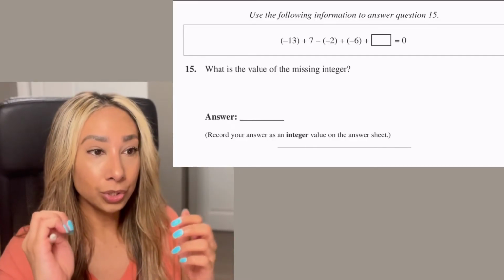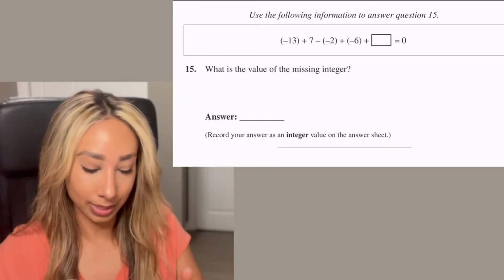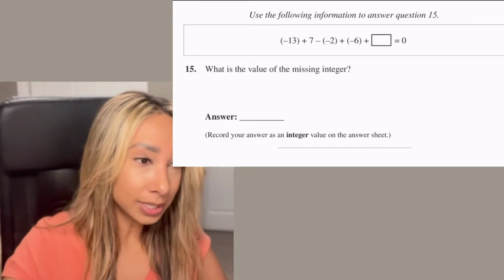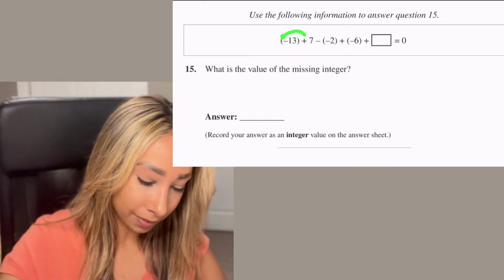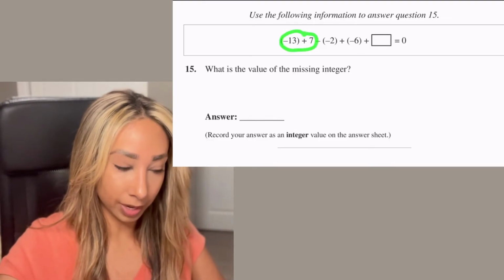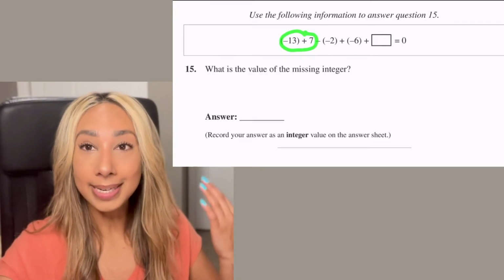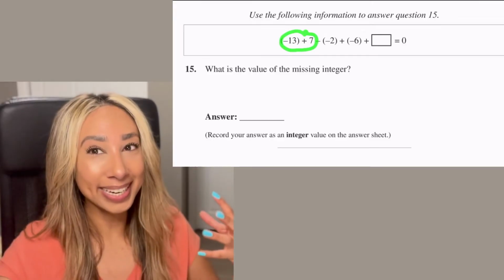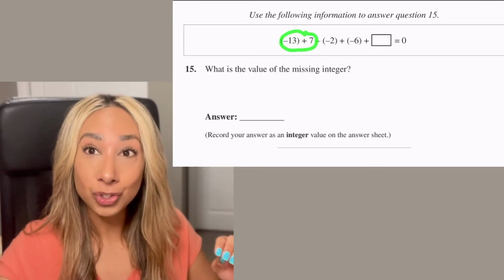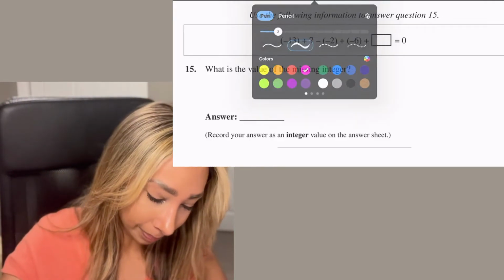So what we need to do is really just go from left to right with this one. Our first part that we can combine is -13 and +7. Like I said before, if you can't easily do that in your head, that's okay. Just draw it out. In fact, let's do it for this one.